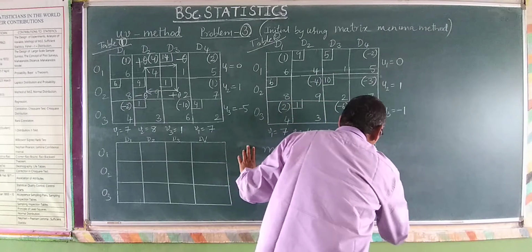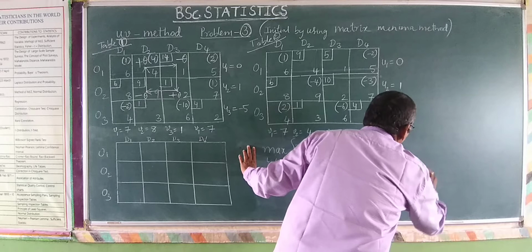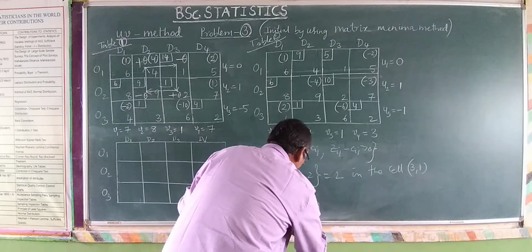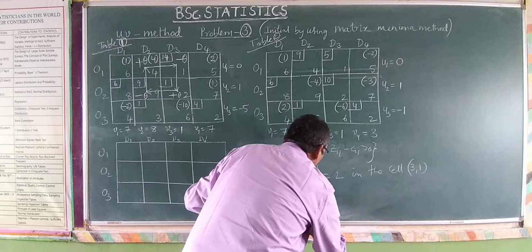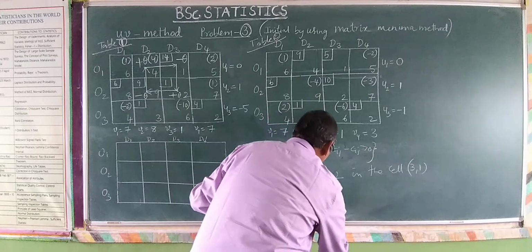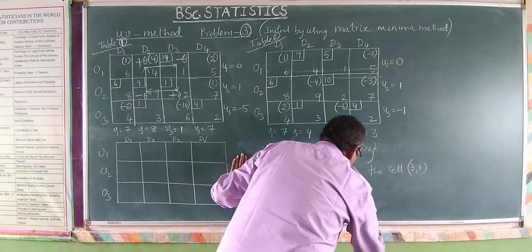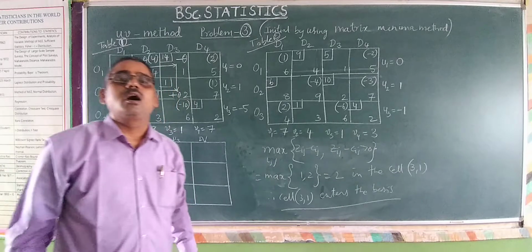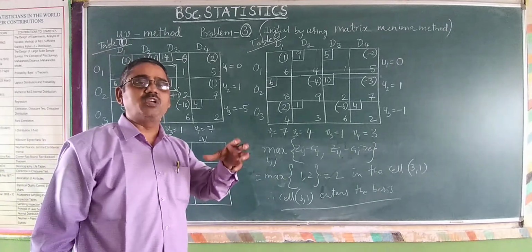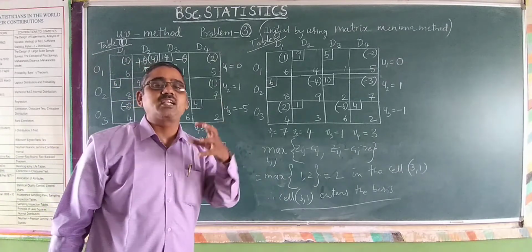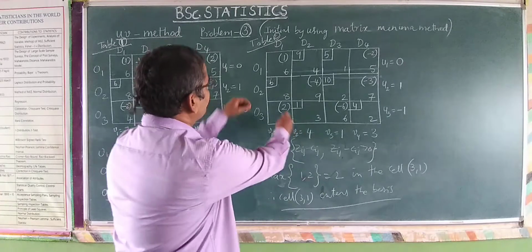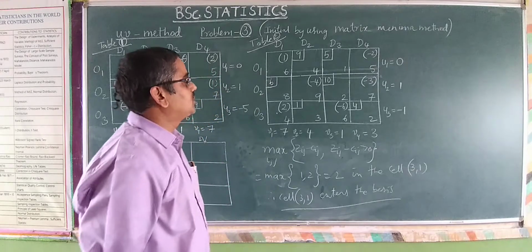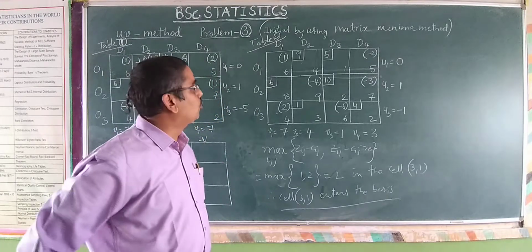Therefore cell 3 comma 1 enters the basis. That is what we find out: which particular non-basic cell enters into the basis. From here onwards we have to prepare a loop. This is what is required, to prepare a loop, right?